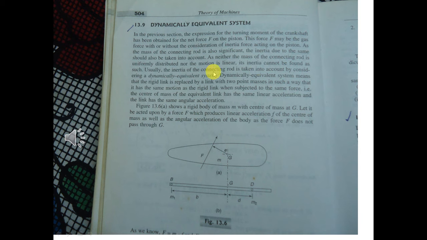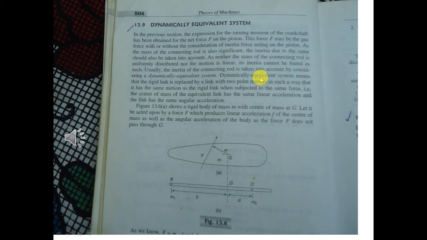Its inertia cannot be found because the mass of the connecting rod is not uniformly distributed, because of its shape, nor is the motion linear. So the motion of the connecting rod is neither linear nor is the mass uniformly distributed throughout its length. That's the reason we go for a dynamically equivalent system.